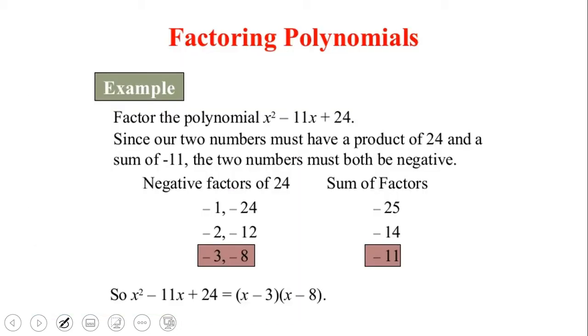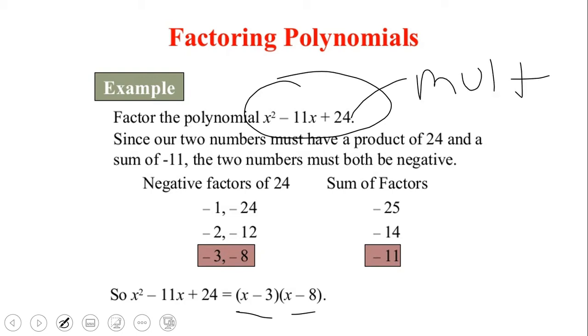Another review here of factoring. So this is, again, another trinomial with a coefficient of 1. So again, you're going to start by writing two sets of parentheses, x and x. You're looking for two numbers that multiply to be the last term, but add up to be the middle term.